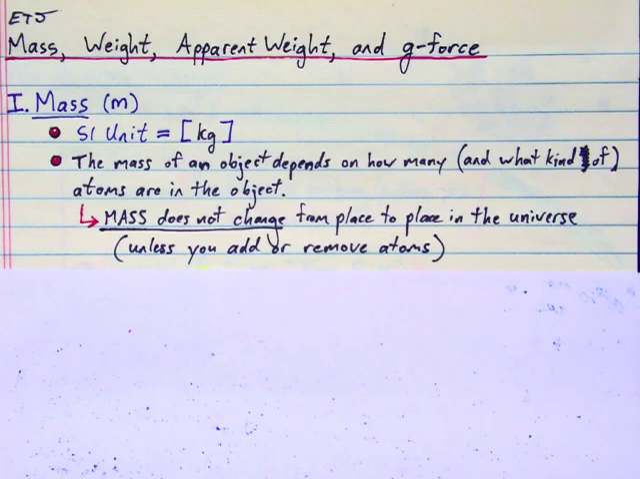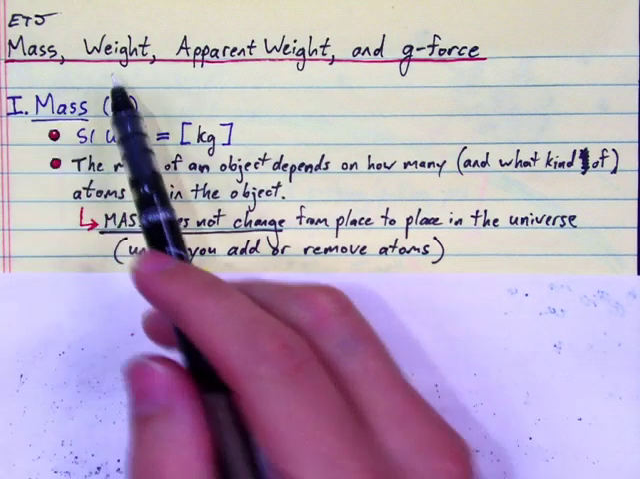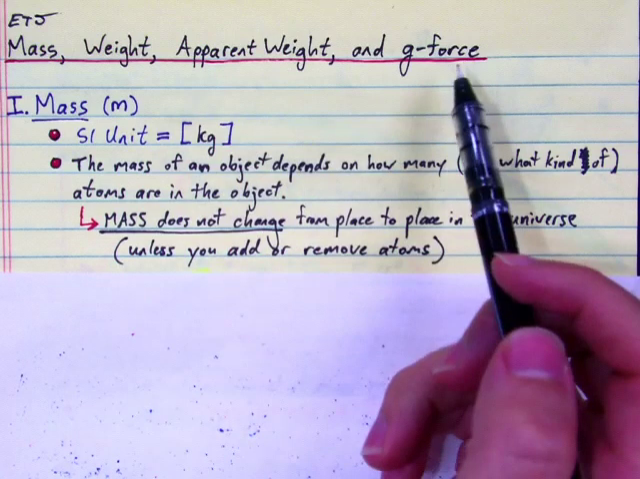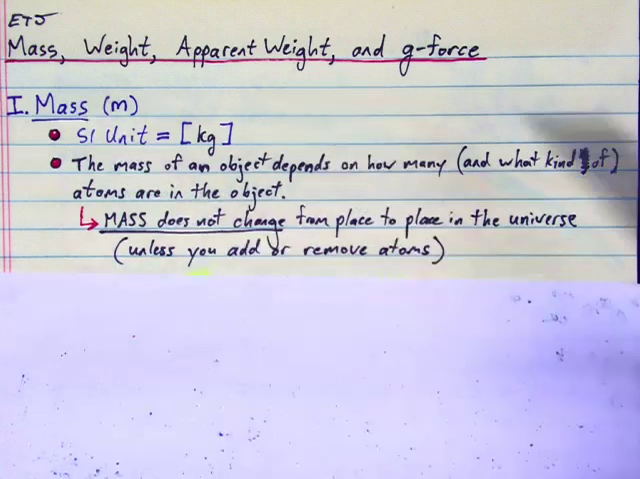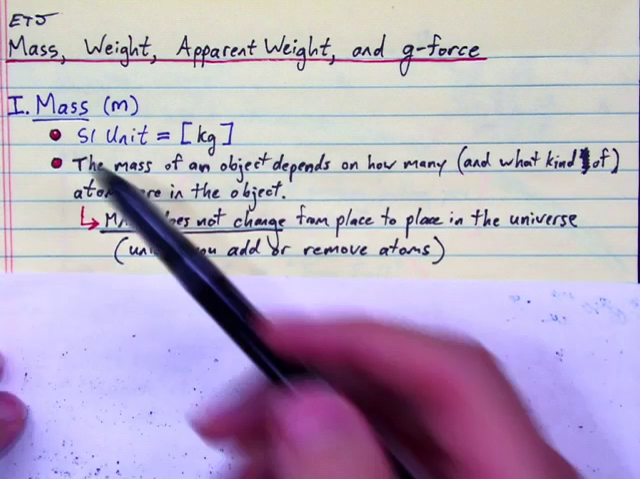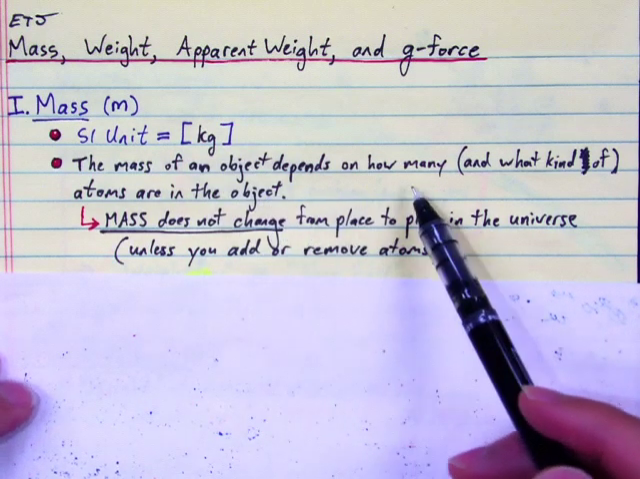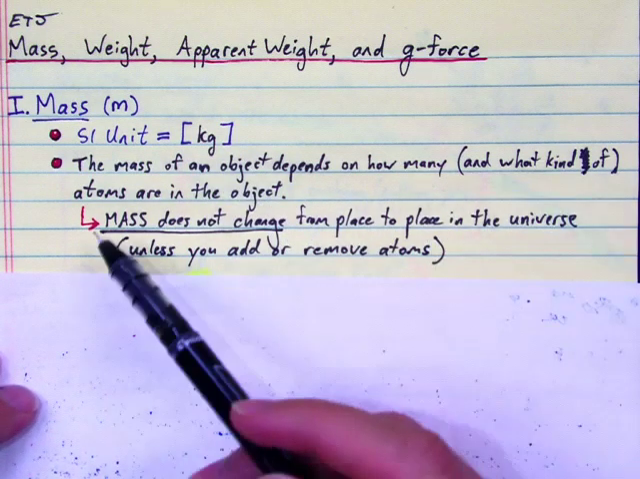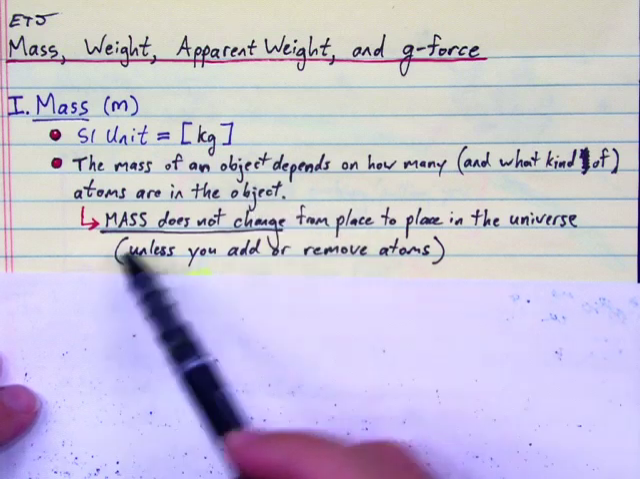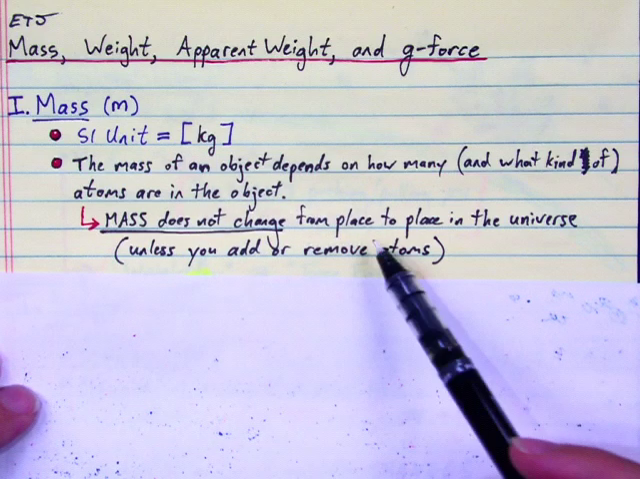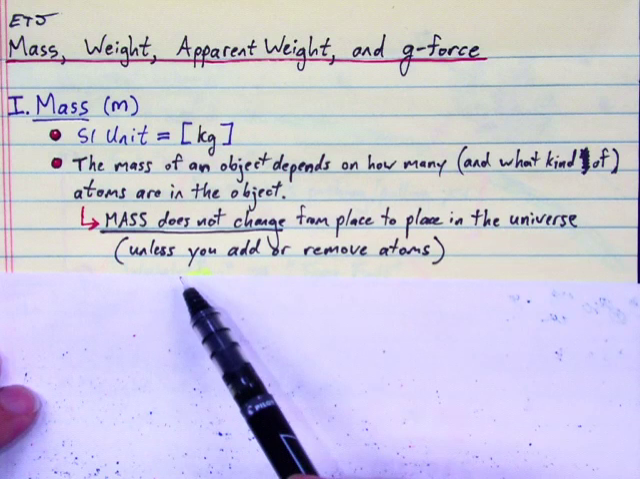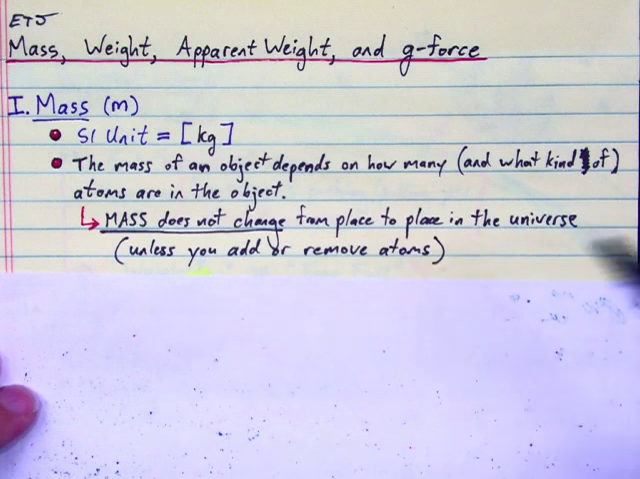I'm going to illustrate the difference between mass, weight, apparent weight, and g-force so that you don't confuse these four closely related things. First of all, the mass of an object, measured in kilograms, depends on how many and what kind of atoms are in the object. And the important thing is that mass does not change from place to place in the universe unless you add or remove atoms from the object.